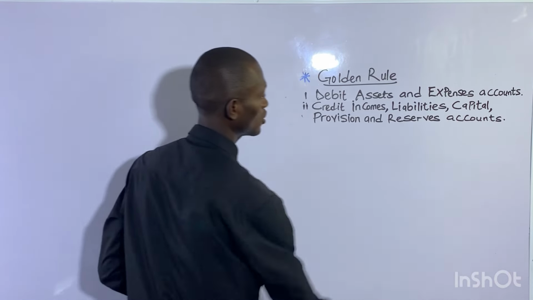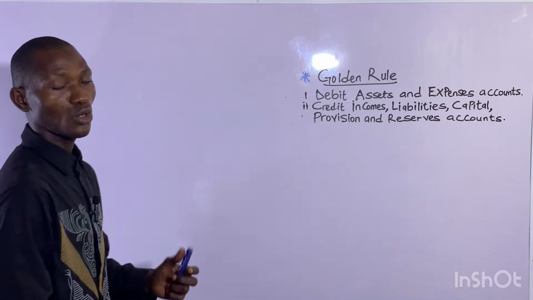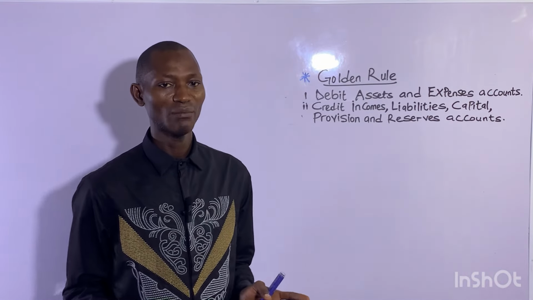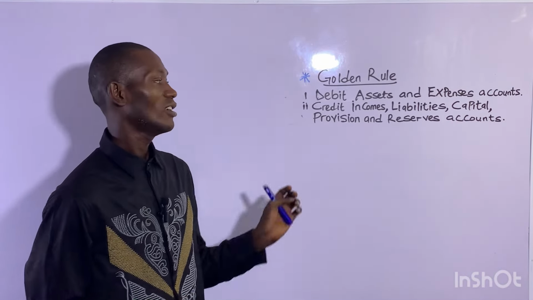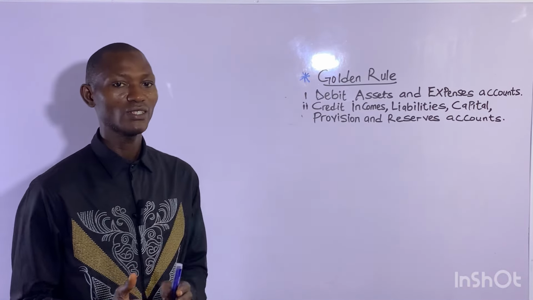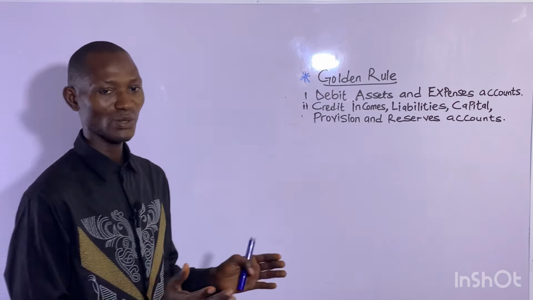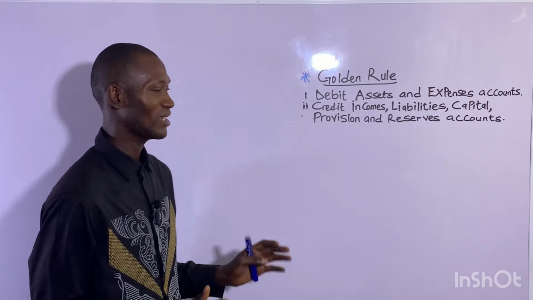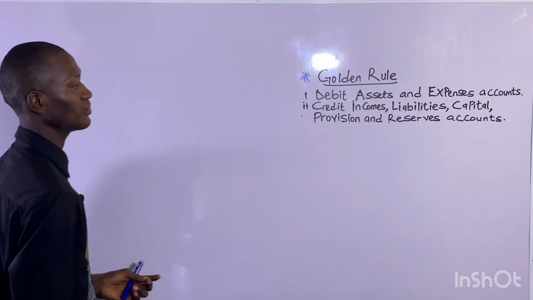So let's go to the golden rule of trial balance. How do we record on the trial balance? Very important, because this is where you have to understand whether you are going to debit a particular item or credit a particular item. Very important, and it's very simple. It's easy peasy.